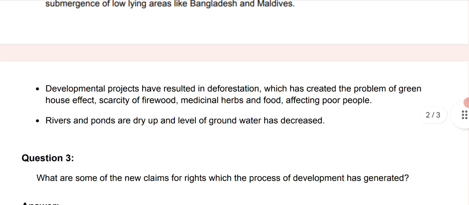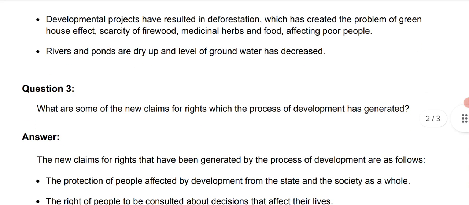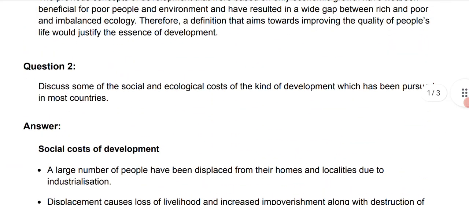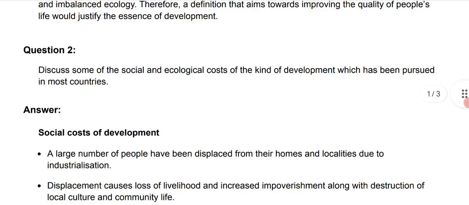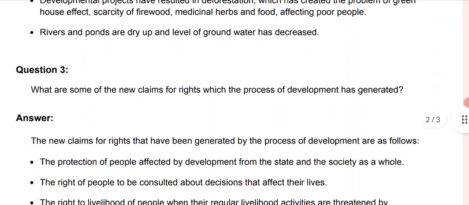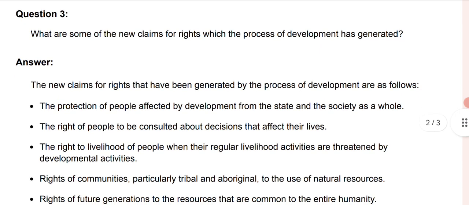Now, development projects have resulted in deforestation, which has created the problem of the greenhouse effect, and scarcity of firewood, medicinal herbs and food that affect the poor people at the end. Rivers and ponds are dried up. The level of groundwater has decreased. These are the consequences, the social and ecological cost of doing the development that we actually consider is good for us.